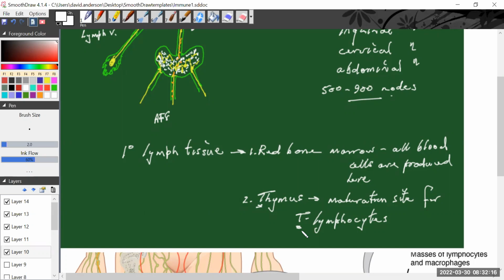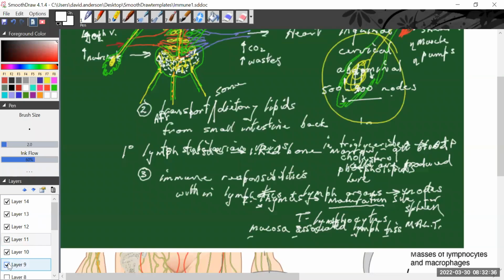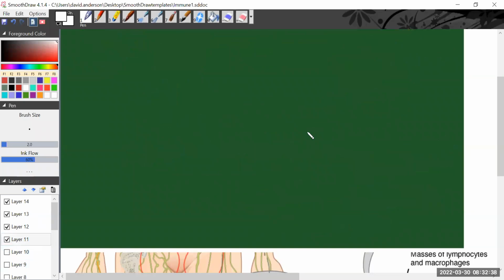We're going to talk a little bit later about what maturation means. But basically, pretty simply put, it means learning to recognize the difference between self and non-self. And we'll talk in a bit more detail about that. So that's primary lymphatic tissue. If we're talking about primary lymphatic tissue, we must also be going to consider what?